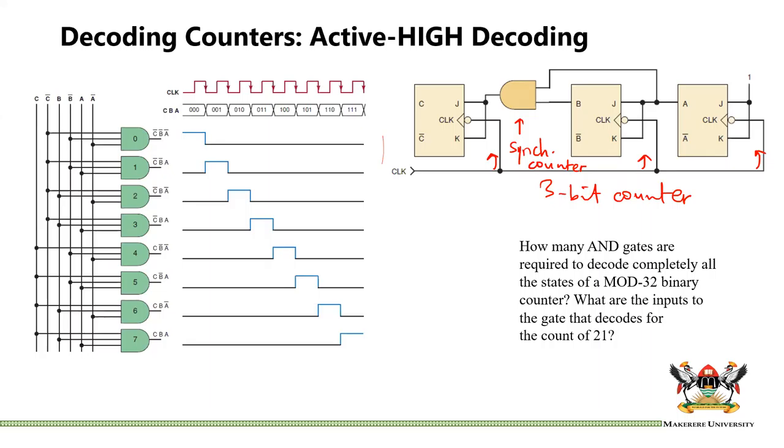Now, what is decoding? Decoding means, if I'm counting, how do I know the state of the counter? How do I know I've reached state 7? How do I know I've counted 7 things, for instance? That is decoding the counter. Sometimes you want to know. Maybe you are counting something, and when you reach a point, you want to stop there. So you need to figure out a way to know that I've counted 3 to 5 to 7.